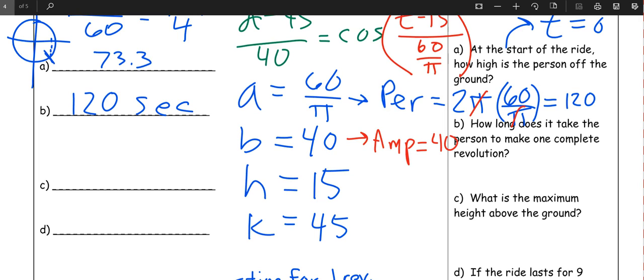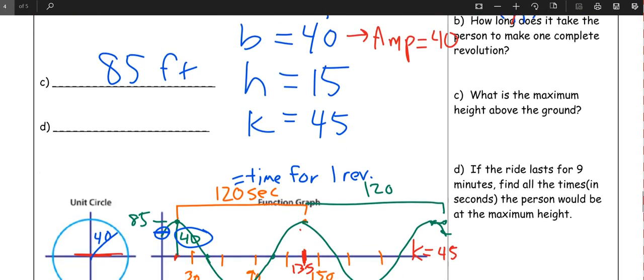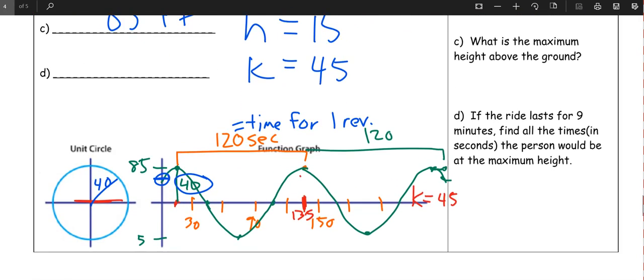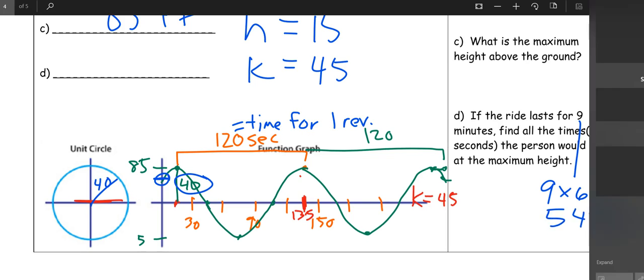What is the maximum height above the ground? 85. Yeah, if you want to put the feet on there, we can. If the ride lasts for 9 minutes, how many seconds is 9 minutes? 540 seconds.